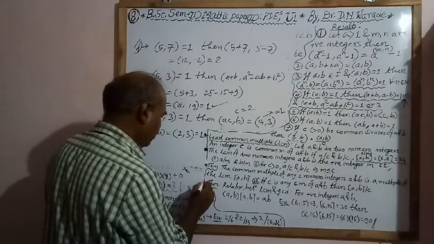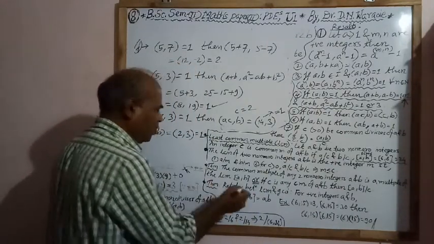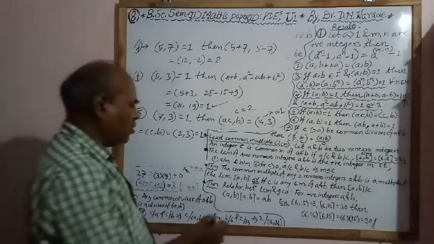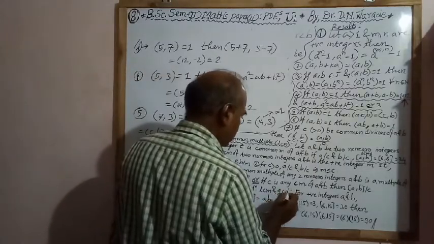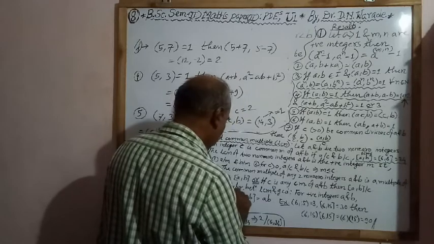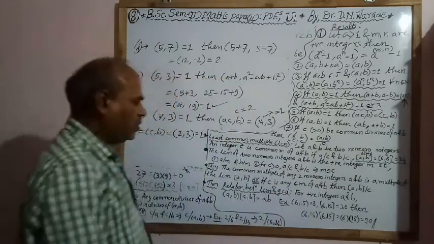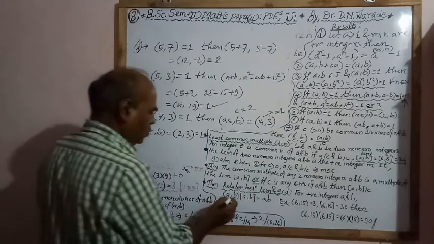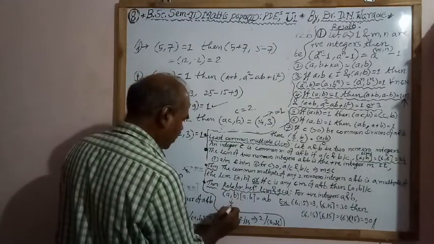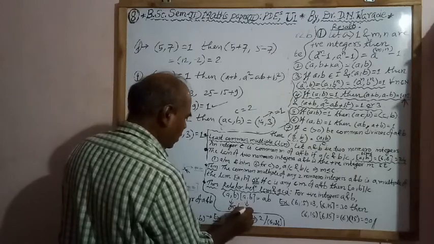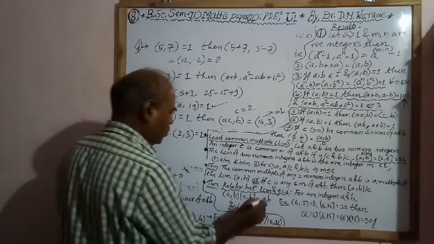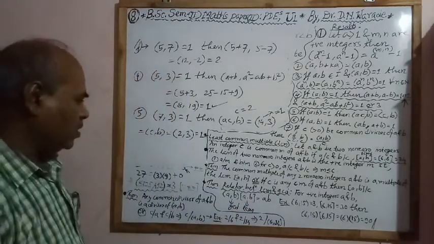Then we see one important theorem, the relation between the LCM and GCD. For positive integers a and b, the GCD of a and b times the LCM of a and b is equal to a into b. This is the result.